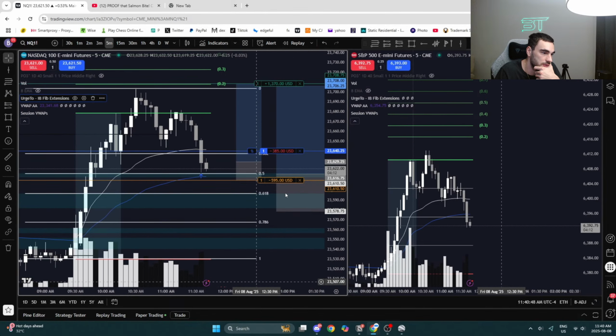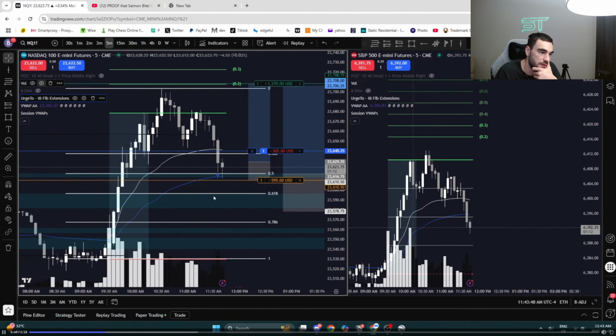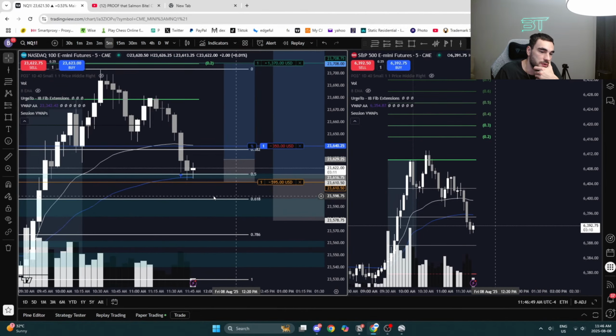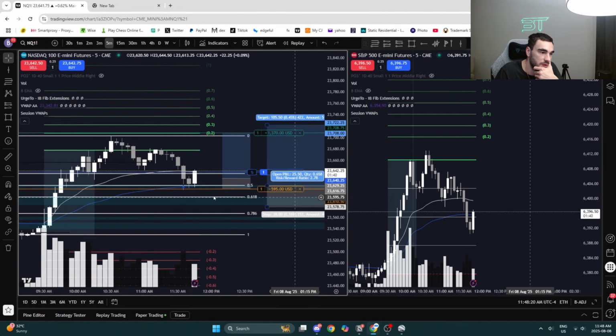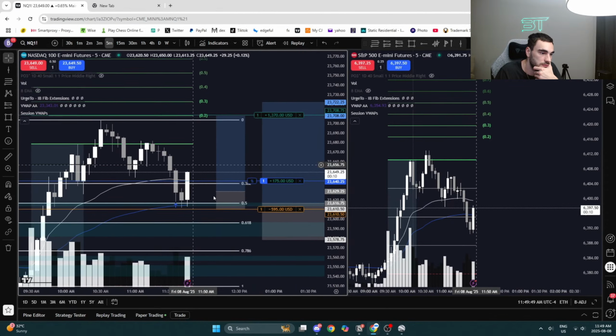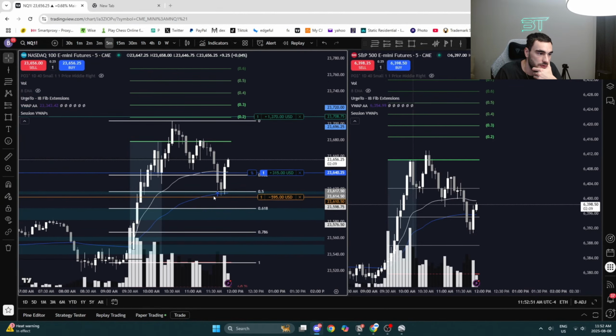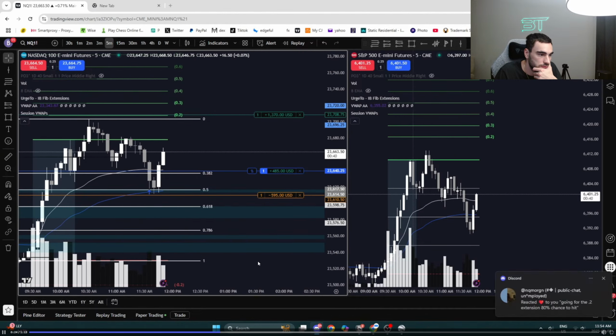The entry's a little early. I did get an early entry on my Combine as well. My XFA I got a better entry on. But this was a clean setup. You almost got stopped. That's okay. The RR is there. Just targeting the 0.2.